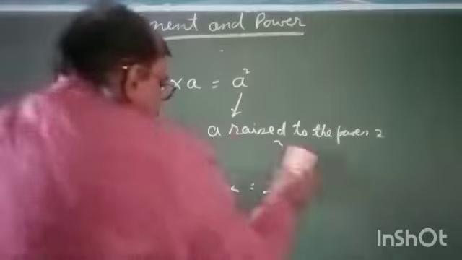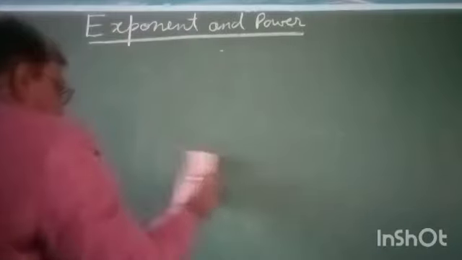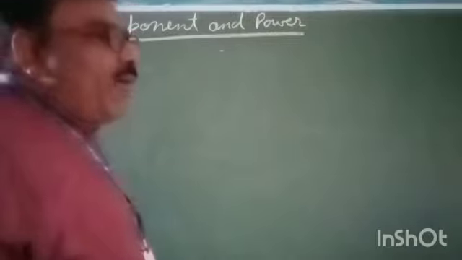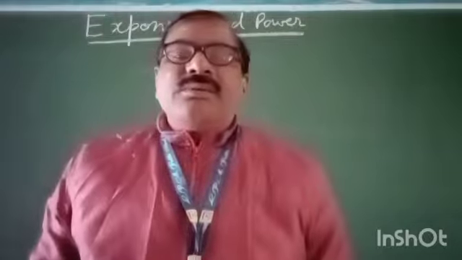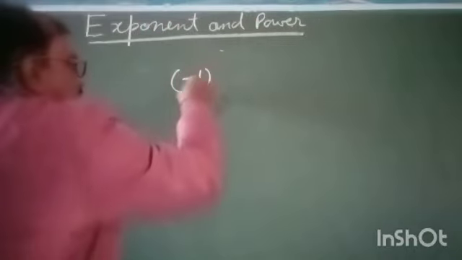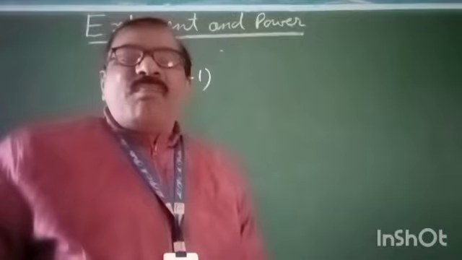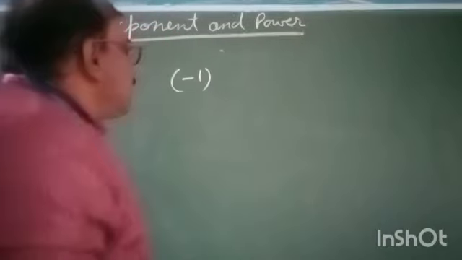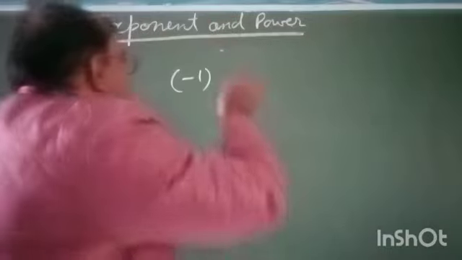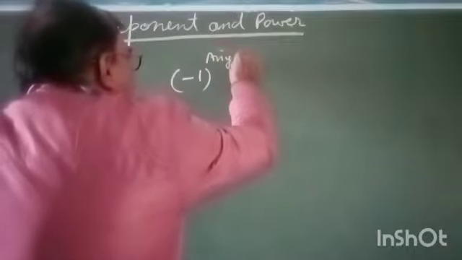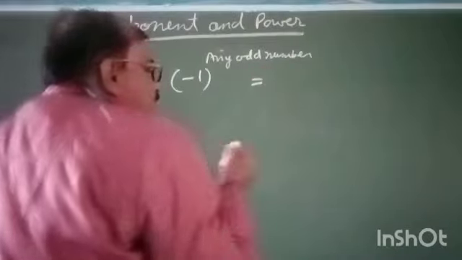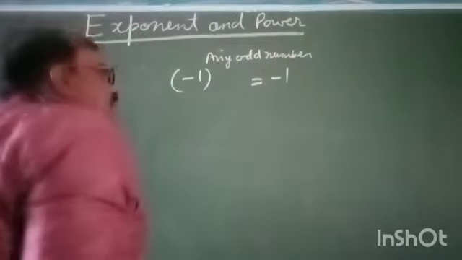Now I will explain what happens if the power of any negative integer is an odd number. Suppose that -1 is the negative integer. If the power of -1 is any odd number, then it will be equal to the negative integer, that is -1.